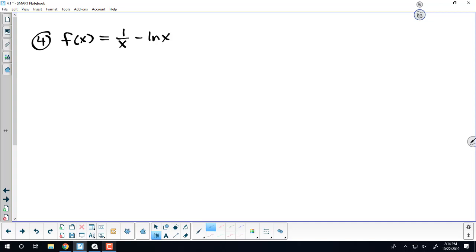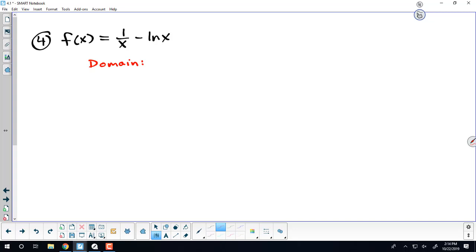So let's identify the domain of this function f of x. What would the domain of f be? Negative infinity to 0, and then 0 to infinity. Okay, with the 1 over x, for sure we have to exclude 0, right? But what about the natural log? Can we put negative numbers in the natural log? No, so the natural log says we can't use those negative numbers.